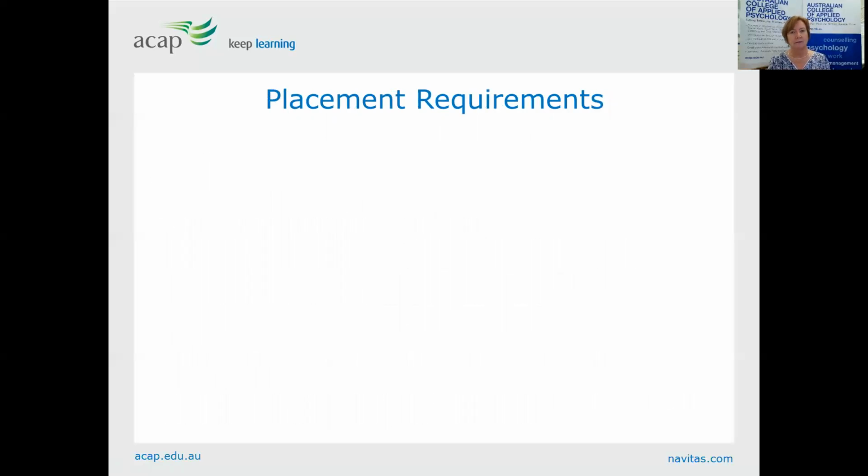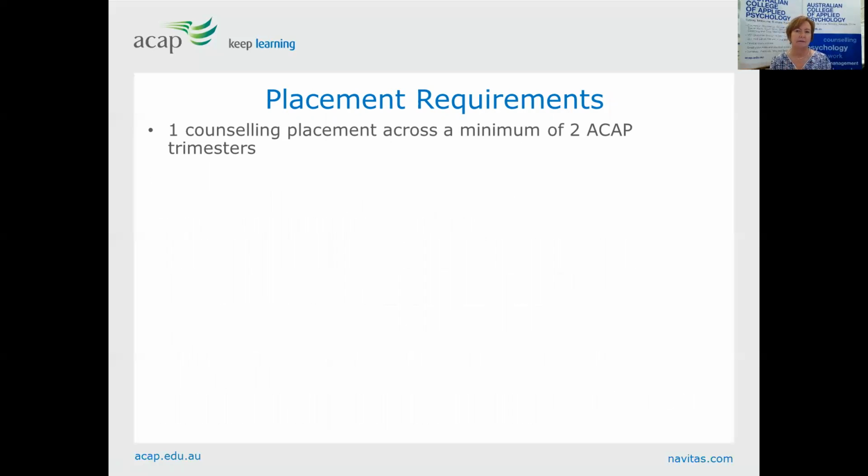Okay, so what are the placement requirements? We're going to go through these one at a time. The first one is that you are going to be doing just one counselling placement. And that counselling placement is going to sit across the top of 2 ACAP trimesters. So there's 2 units that you do while you're in placement, but you only do one placement. That can be quite confusing for students at times.